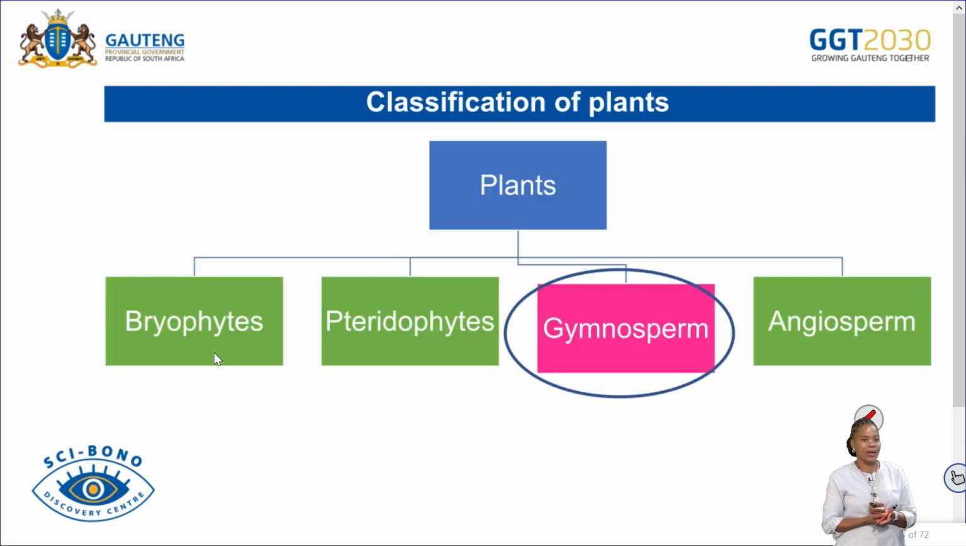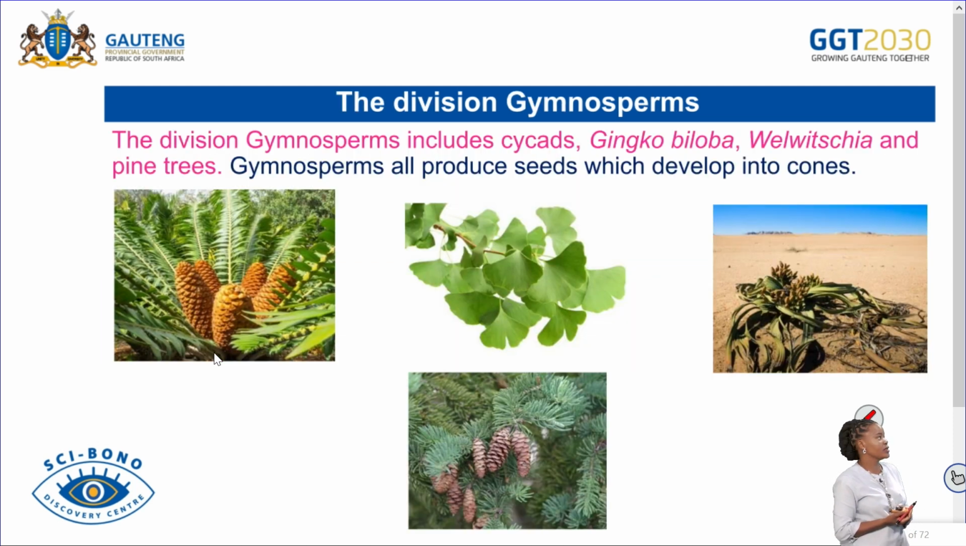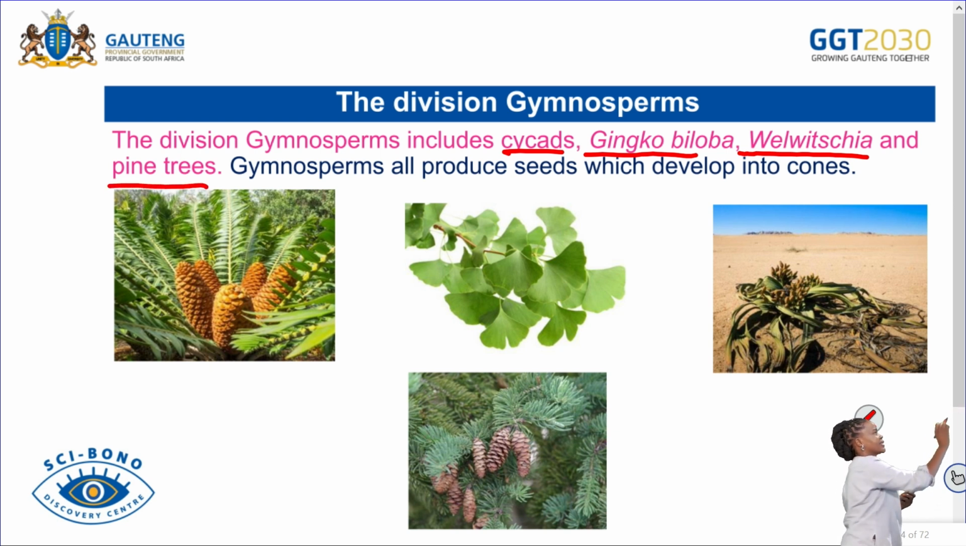Now let's go to our third division. The third division is called gymnosperms. So let's now quickly do the gymnosperms. The division gymnosperms includes the cycads, the ginkgo biloba, and the velvet chia, as well as the pine tree. So these are all different types or different divisions of what?